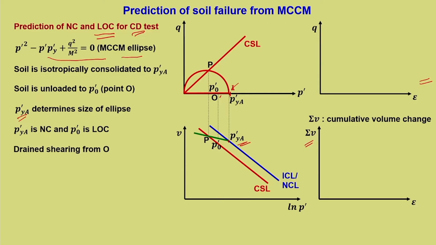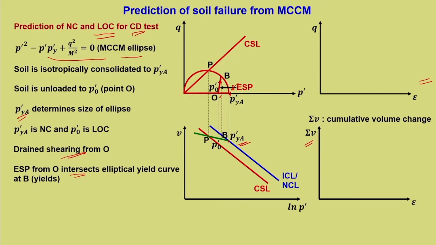Now, let us do a drained shearing from O, that is, the initial point is fixed, then it is drained shearing. Now, we do not have to explain much, because now we know how ESP would look like in a CD test, which will intersect the elliptical yield curve at B. So, this is the condition, like the ESP meets the initial yield curve at B. So, that B is given.